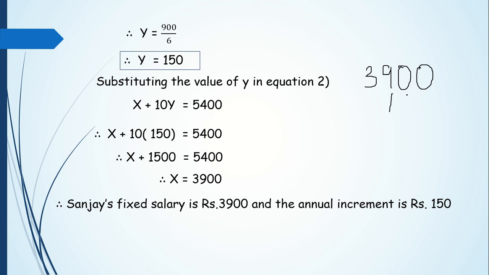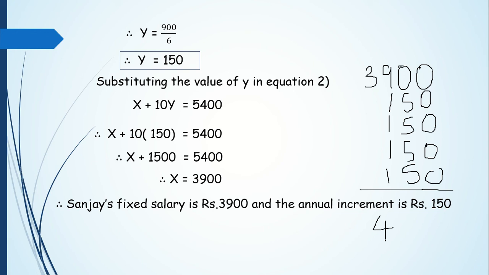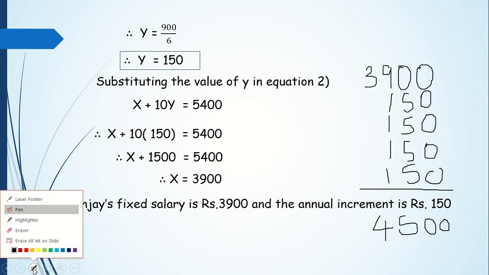In the first year he got an increment of 150. In the second year again an increment of 150. In the third year again 150. In the fourth year again 150. Like that he is getting an increment of rupees 150 every year, and so you will see the total here comes out to be 4500. So this is how after 4 years his salary becomes 4500. So the answer that we got is right.